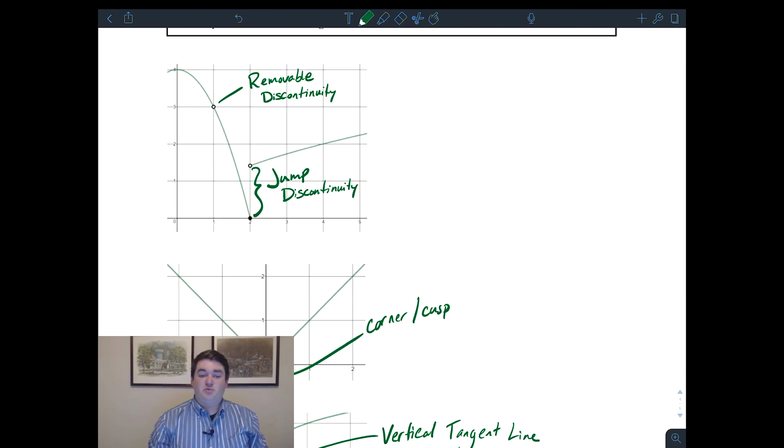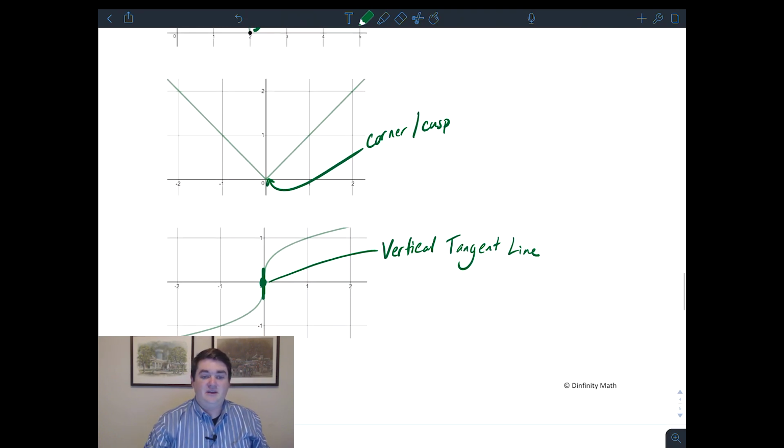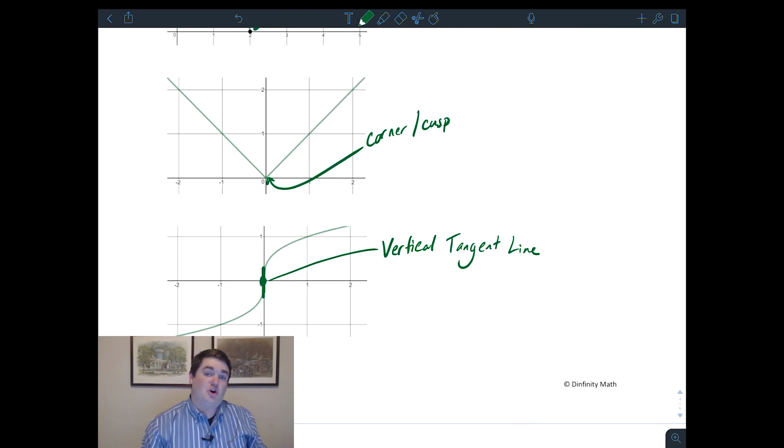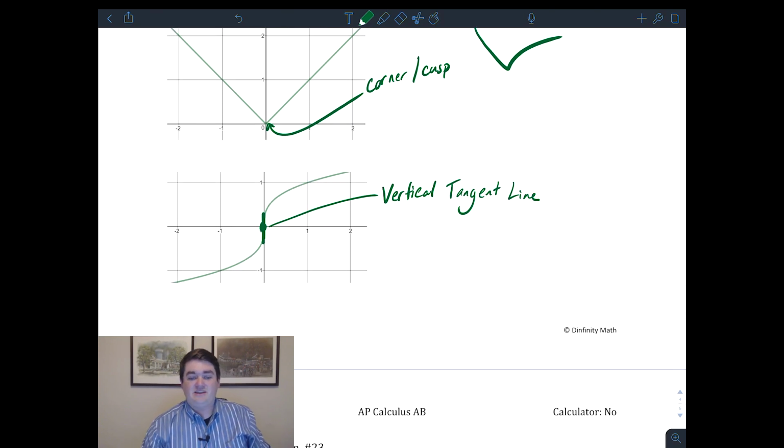This top graph has 2 points where it's not continuous: at the hole and the jump discontinuity. The absolute value graph has a sharp turn. That's called a corner. If you have a graph that comes together not with straight lines, that's called a cusp. And this third graph has a point with a vertical tangent line. So those are all instances where a graph is not differentiable. Now, it can still be differentiable everywhere else, but at a point that's not continuous, that has a sharp turn or a vertical tangent line, it's not differentiable at that point.